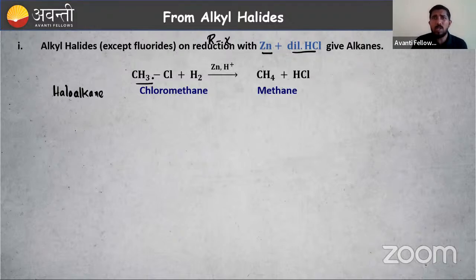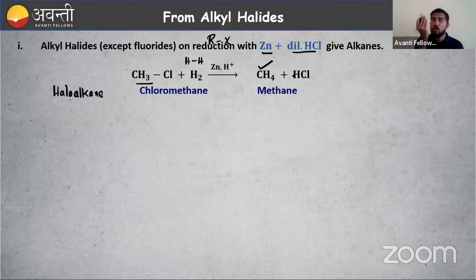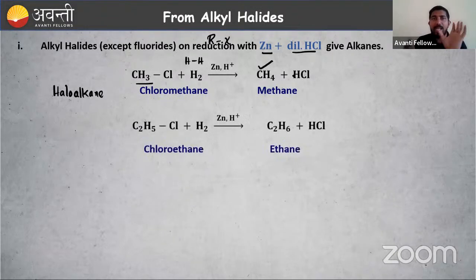We have CH3Cl. How to remember this one? CH3, there is Cl. Remove that Cl, add one hydrogen, so I will get CH4, that is our methane. Then one hydrogen is remaining here, so HCl is formed. H plus and Cl minus, we will get HCl. So chloromethane to methane, that is one reaction of alkyl halide, right? Example for you, one more: chloroethane. What is the halogen? That is chlorine.